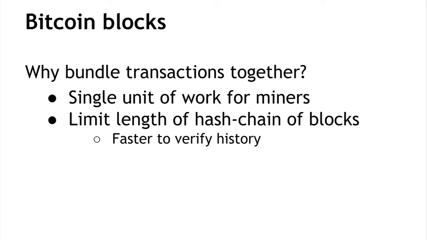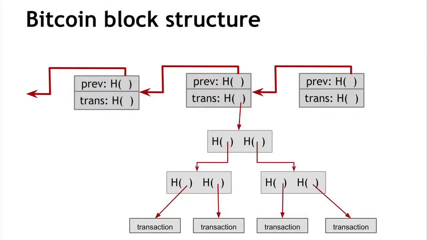It also makes the hash chain of blocks shorter, because we only need one block for a large number of transactions. And that's going to make it easier for us to verify the blockchain data structure. So what does the blockchain data structure look like?